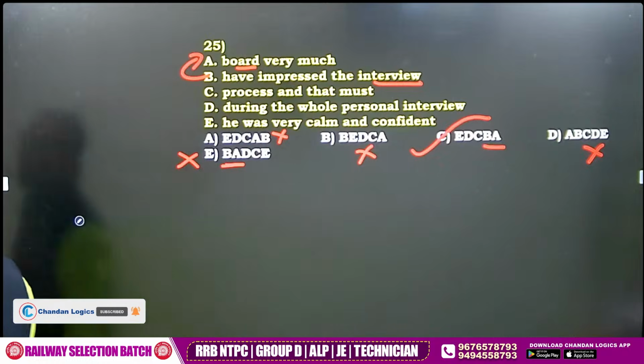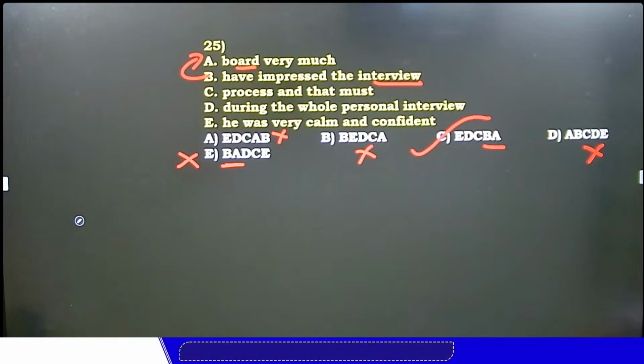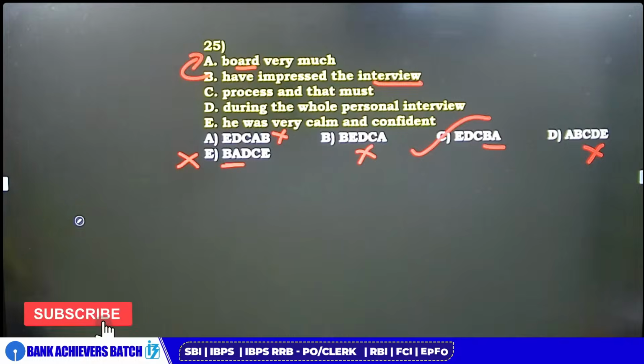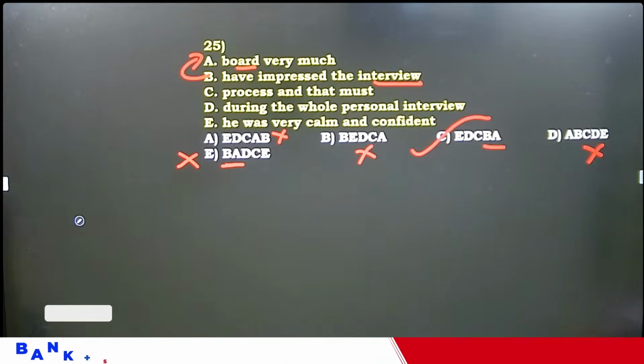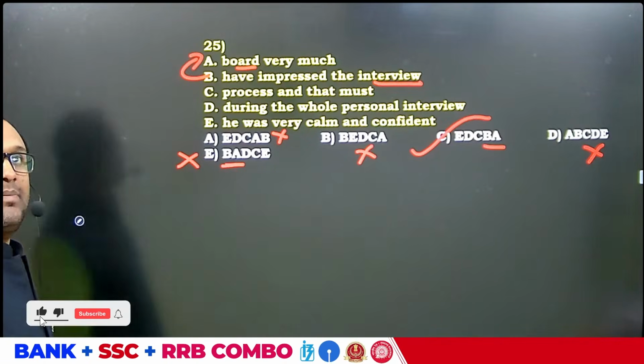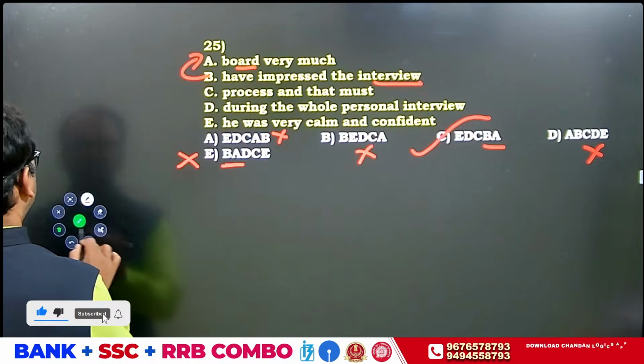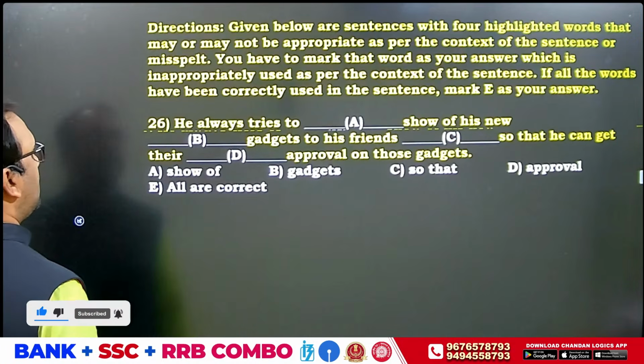He was very calm and confident during the whole personal interview process. That must have impressed the interview board very much. How easy today's paper. It's a cakewalk.